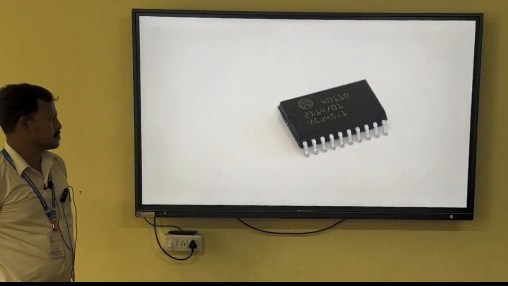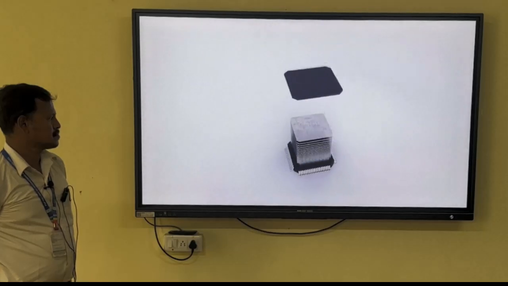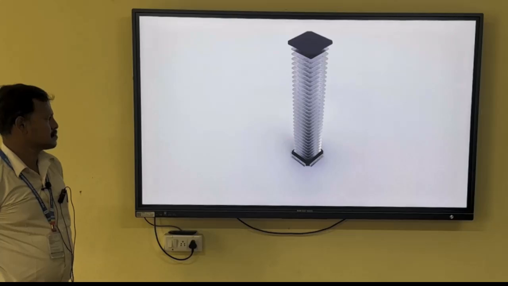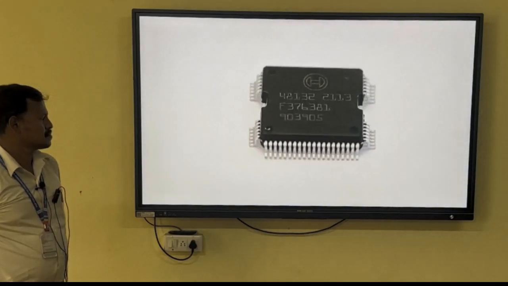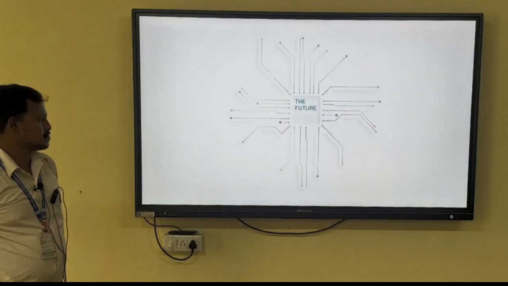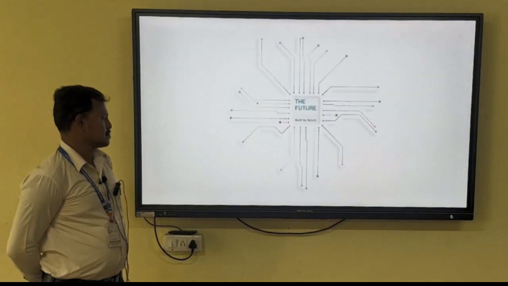Once this is completed, the microchip is assembled from as many as 30 such layers, like a mini skyscraper. Each layer has its own function. Interconnecting them makes the microchip highly complex. Semiconductor chips, the building blocks of our future.